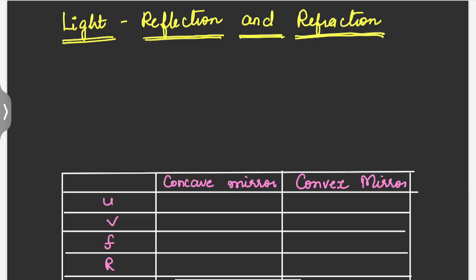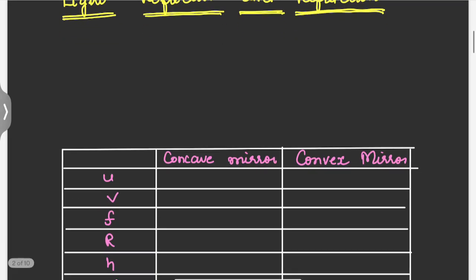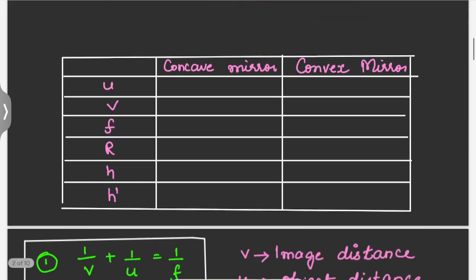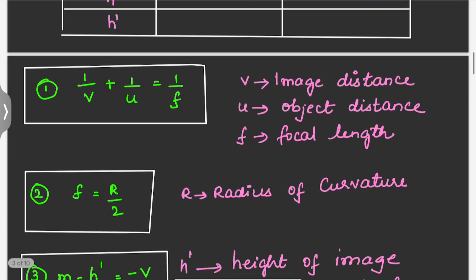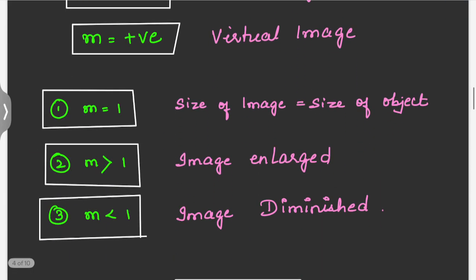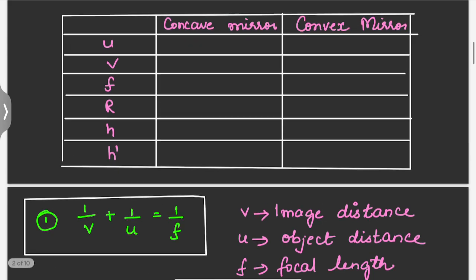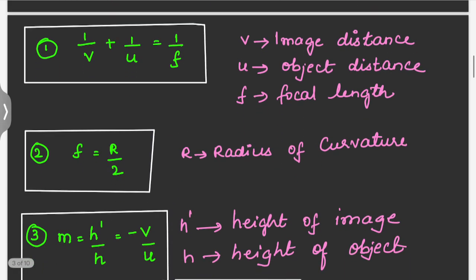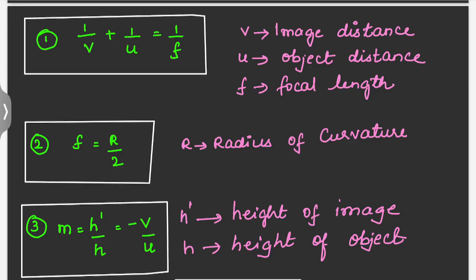In this video, we are going to learn about the mirror formula and its magnification. We are also going to study a table for the signs used in the mirror formula. Here we are going to study the various formulas which are very important in calculating numericals. This table we will fill at the end, after studying the formulas. So now let us study the formulas one by one.